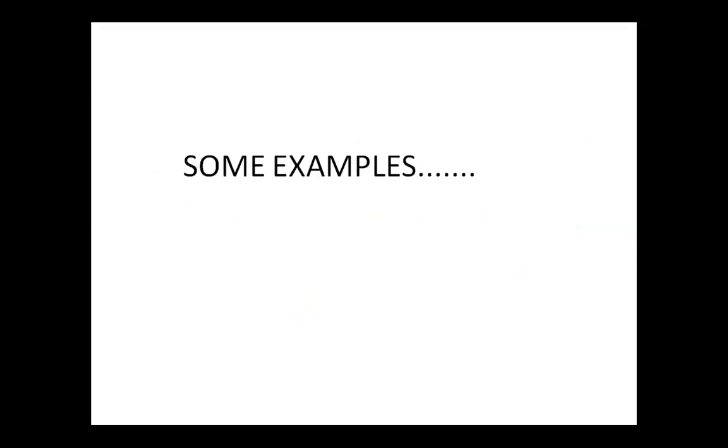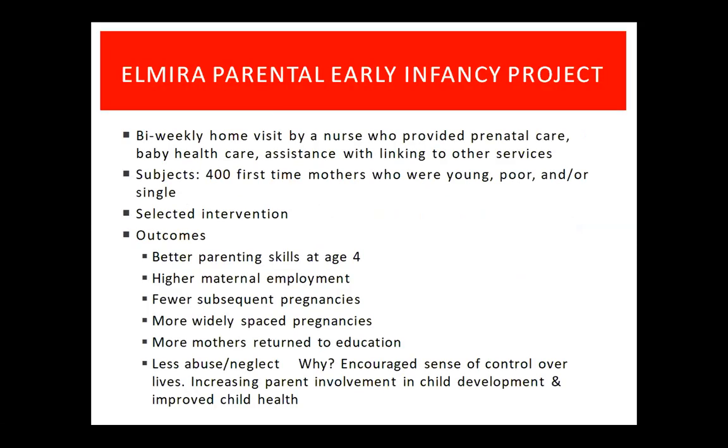So what are some examples of this being out in the community? Well, Elmira, which is the name of a town, did an early infancy project where they had a nurse going into the homes of 400 first-time mothers who were young, poor and or single. So what type of intervention was this? Well, it was a selected intervention because they were selected as they were at risk and they received differing levels of support. So this is obviously a longitudinal survey, or research, because they looked at it over quite a long period of time.